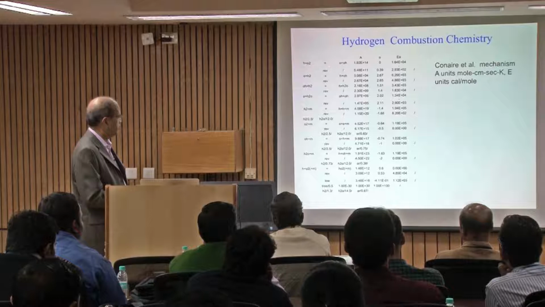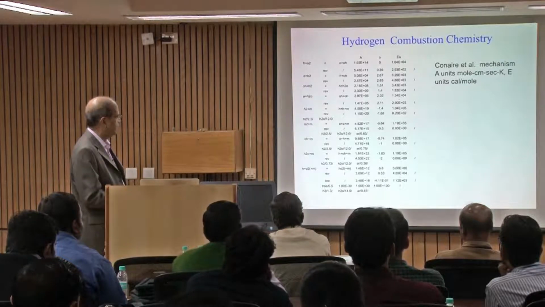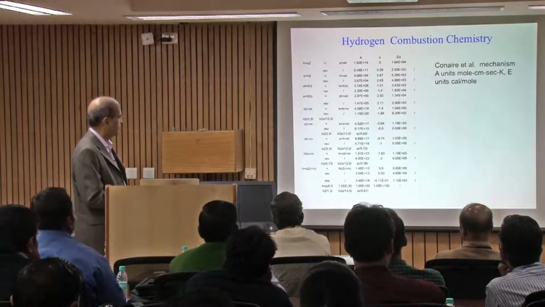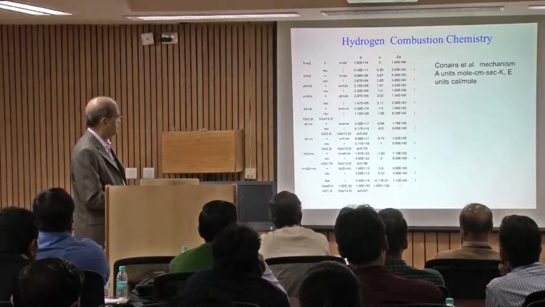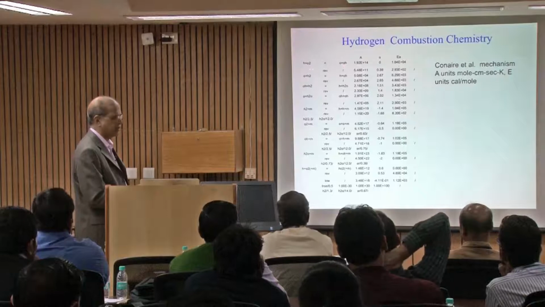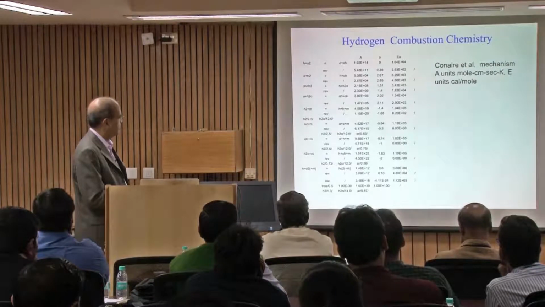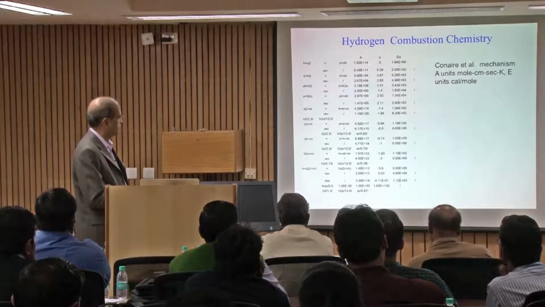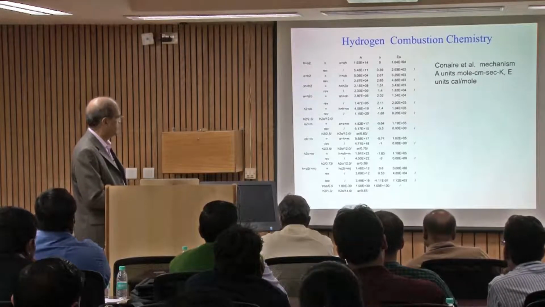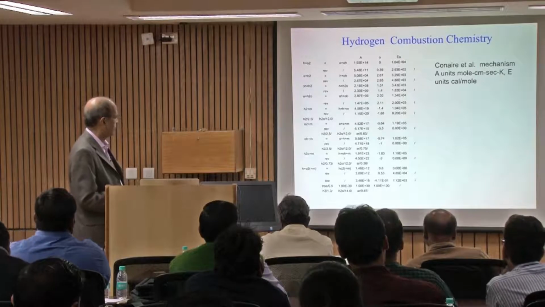Okay. So then you have the A, alpha and activation energy for the forward reaction, and then for the reverse reaction. So this is like O plus OH giving you H plus O2. For that reaction you have again A, alpha, and E. So for all the reactions, you have the forward and backward reaction.